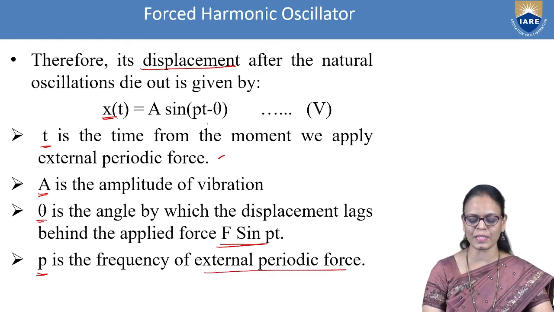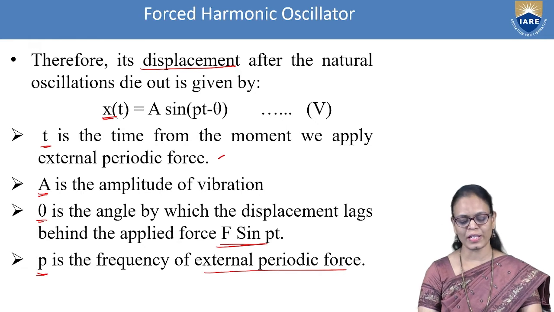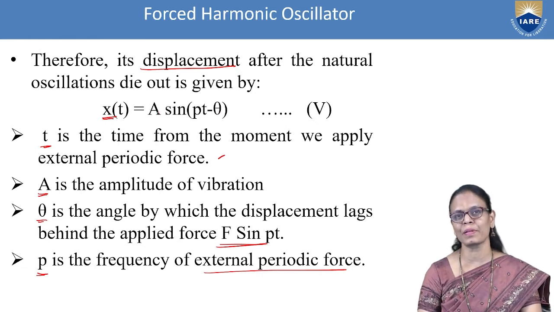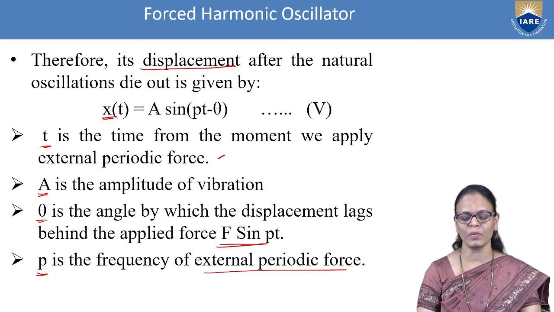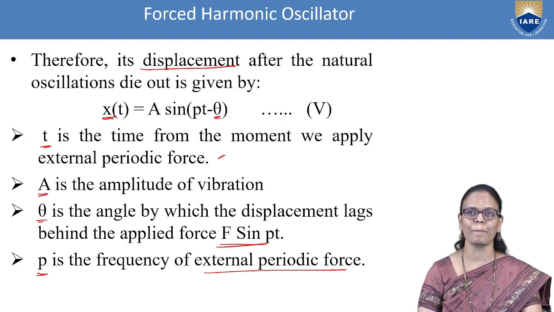So all the terms are clear. When we are talking about the displacement given by x(t) is equal to a sine pt minus theta, x is the displacement, a is the amplitude. Amplitude is what? It is the maximum displacement from the equilibrium position. p represents the frequency, t is the time, and theta is the angular displacement or the angle by which the displacement lags behind the applied force.